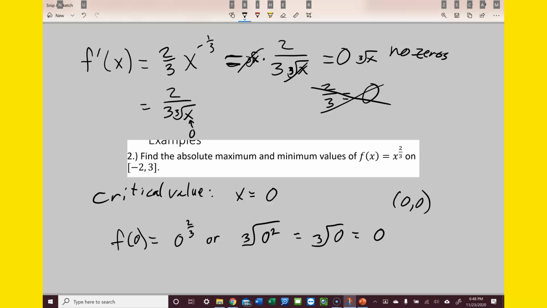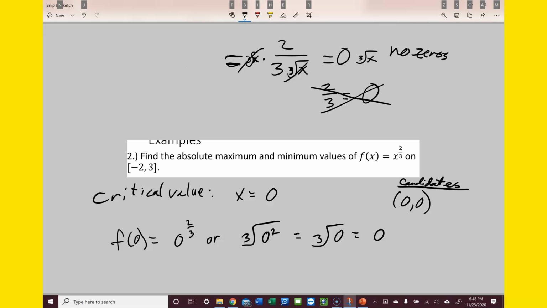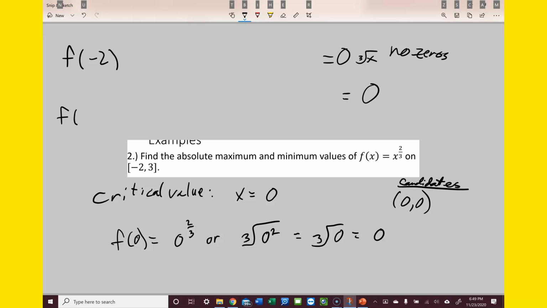That's one of my candidates for the absolute maximum or absolute minimum. Candidates. In other words, possibilities. Now my other candidates would be the endpoints. I'm also going to evaluate the function at its endpoints. So I need some room to do that. Let me erase some of this to get some room. Okay, probably be enough room. So I'm going to do f of negative 2, and I'm going to do f of 3. Let's see what we get.